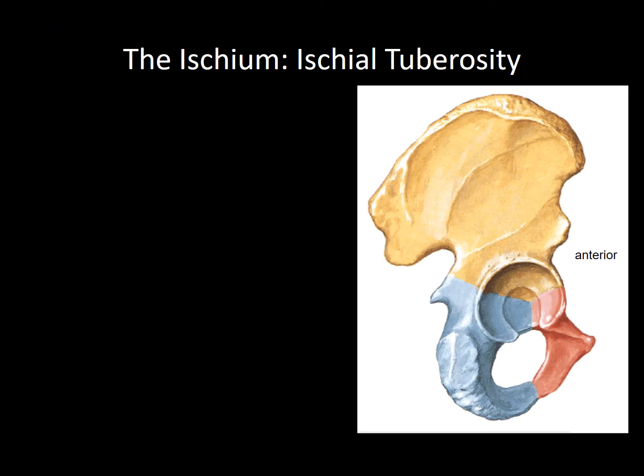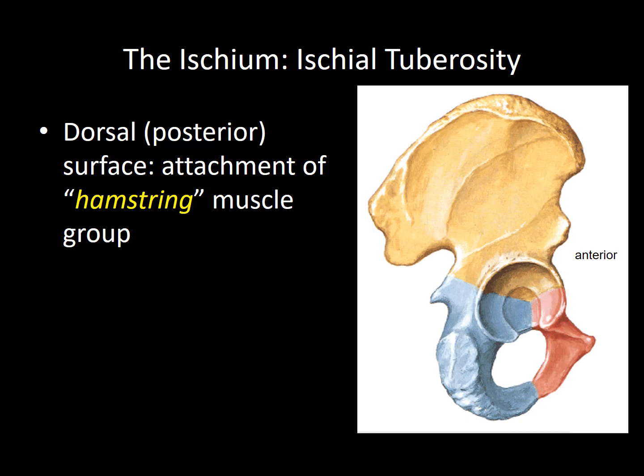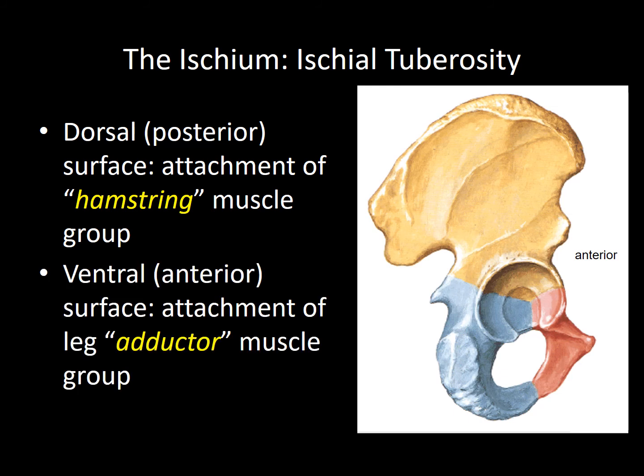Here is more about that ischial tuberosity. It is in this position down here on your ischium, so this is the ischial tuberosity here. And on this dorsal surface, or the posterior surface, this is where your hamstring muscle group attaches. And on the anterior surface, or the ventral surface, you have attachment for the leg adductor muscle groups. So adductor means adding to, so bringing legs together.